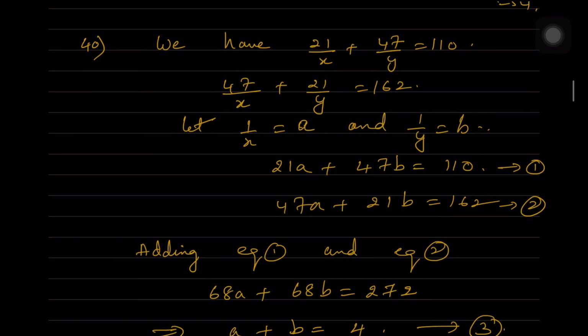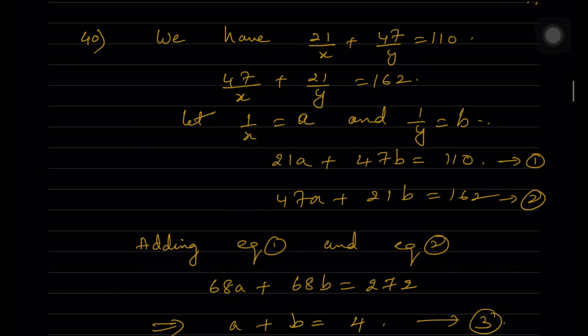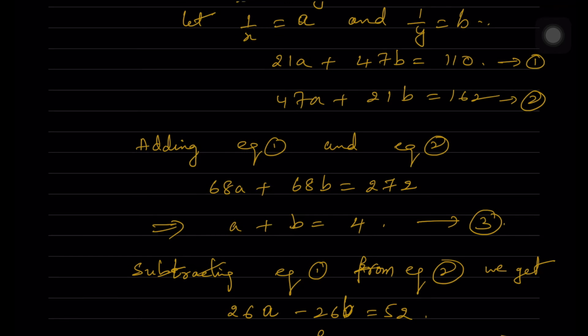So we have 21 by x plus 47 by y is equal to 110. 47 by x plus 21 by y is equal to 162. So let 1 by x is equal to a and 1 by y is equal to b. So put this in that. You are getting your 21a plus 47b is equal to 110. 47a plus 21b is equal to 162. Take it as equation 1 and equation 2.